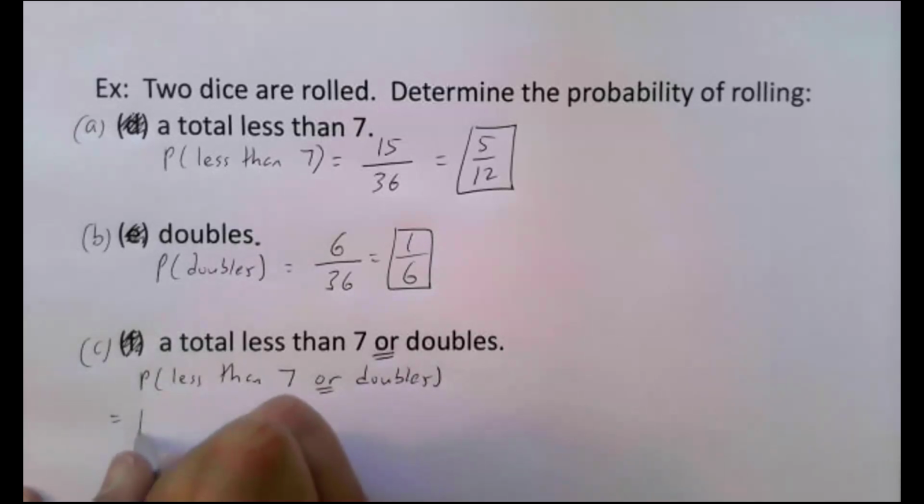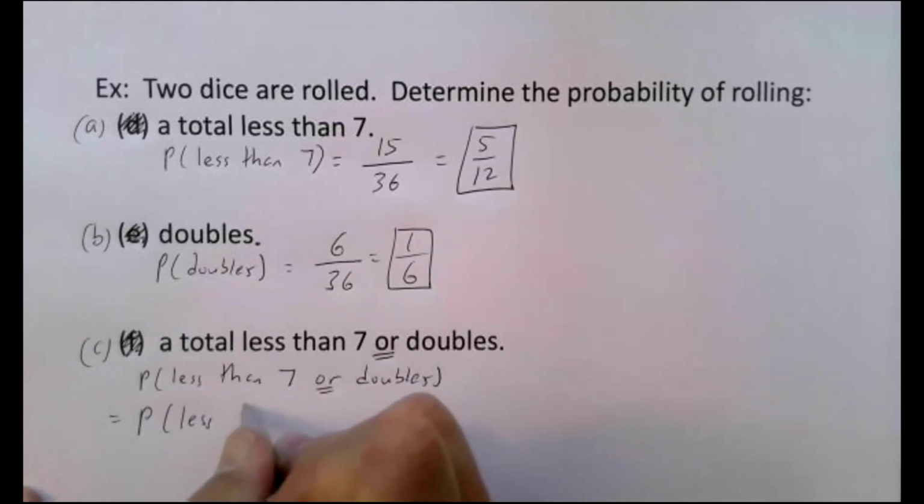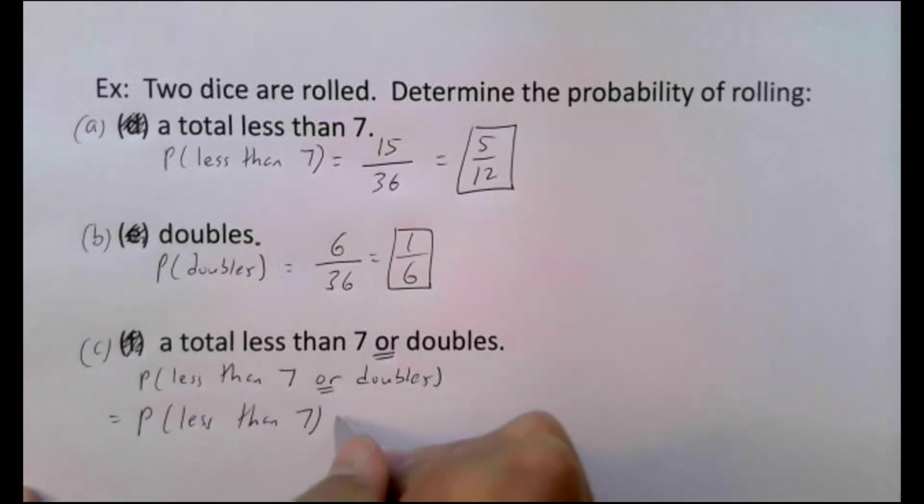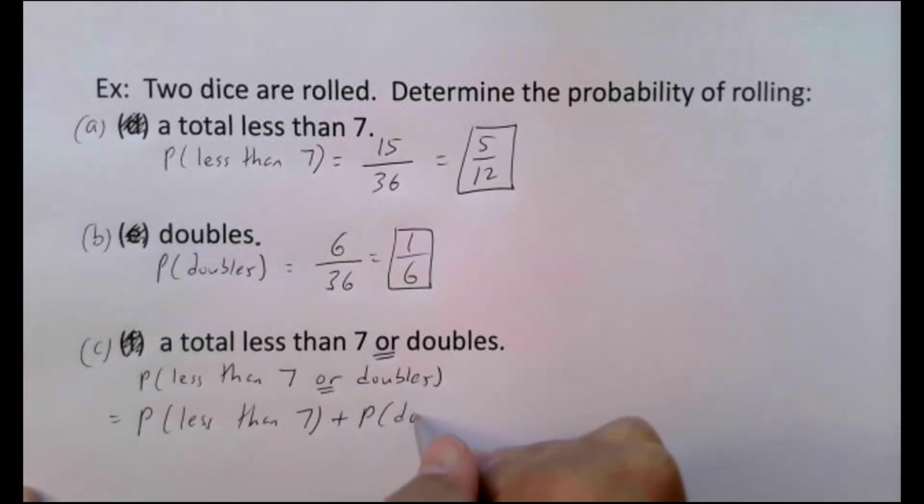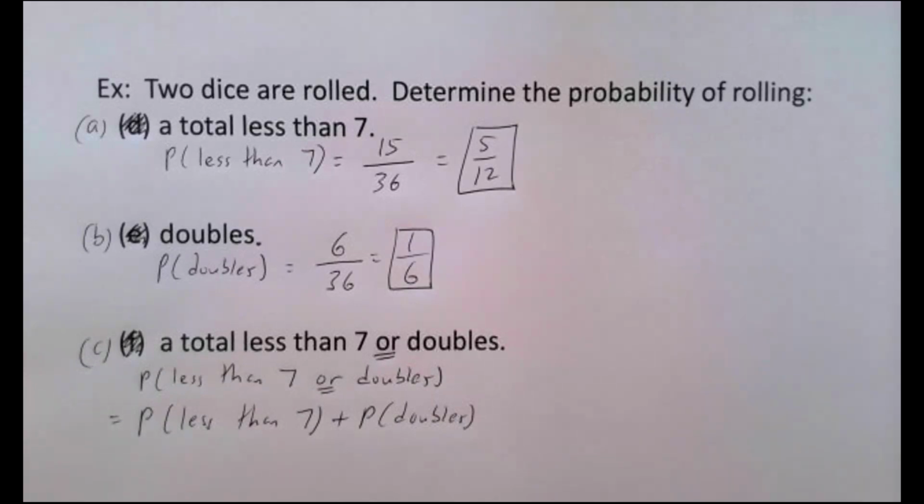The reason we need to be careful on these OR problems is because a lot of people mistakenly think we can always just do this. A lot of people mistakenly think the formula should look like that all the time. And it does look like that sometimes, but it only looks like that when the two events are mutually exclusive. In other words, it only looks like that when it's impossible for both things to happen at the same time. But that's not the case here. It is possible that both of these could be met at the same time.